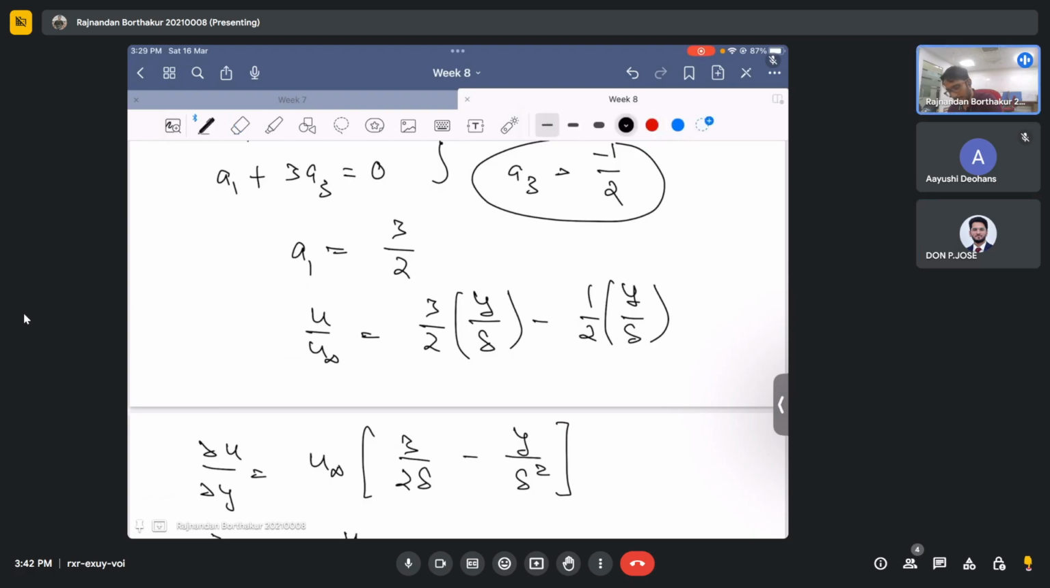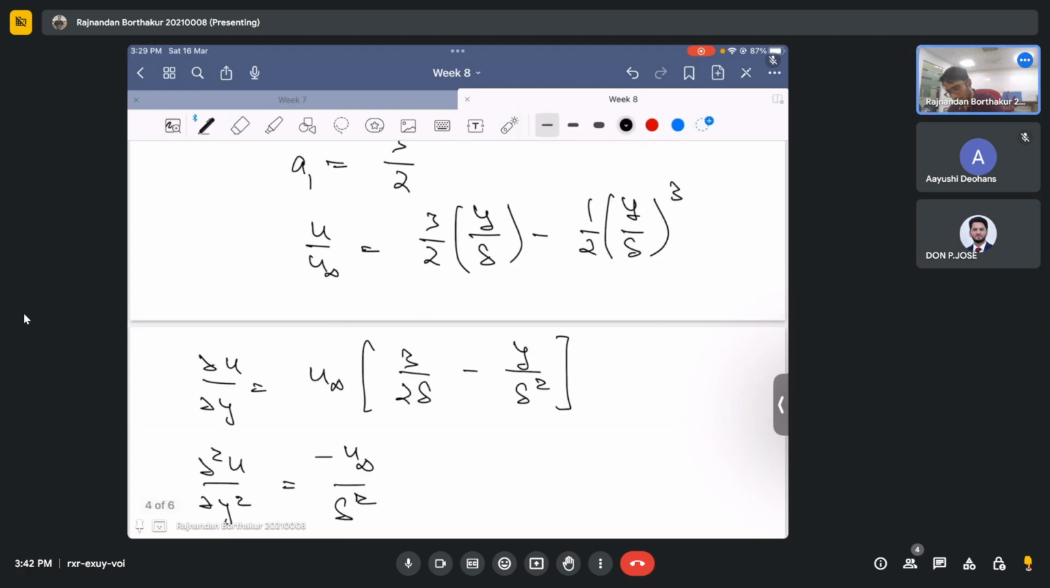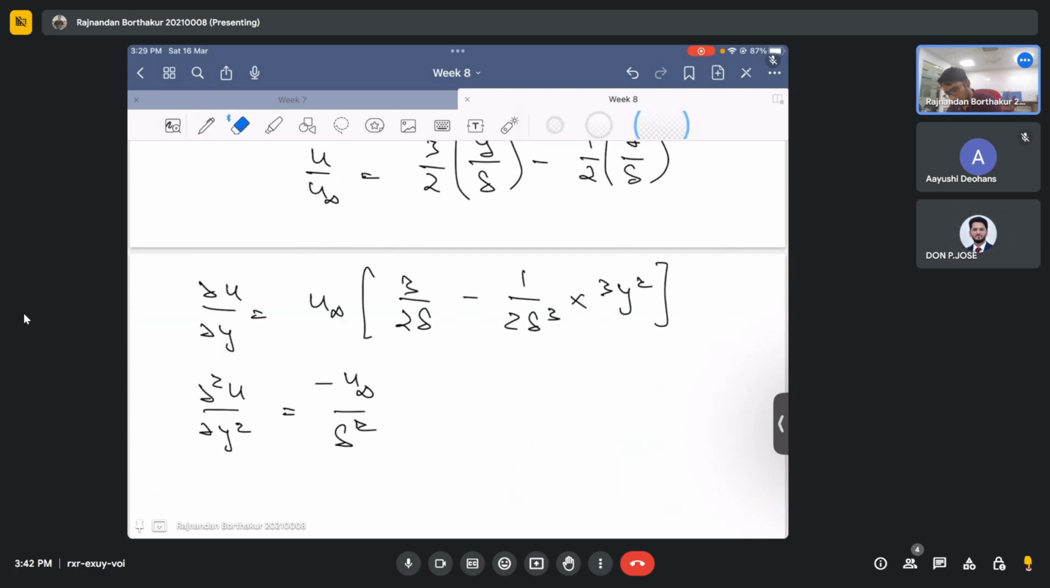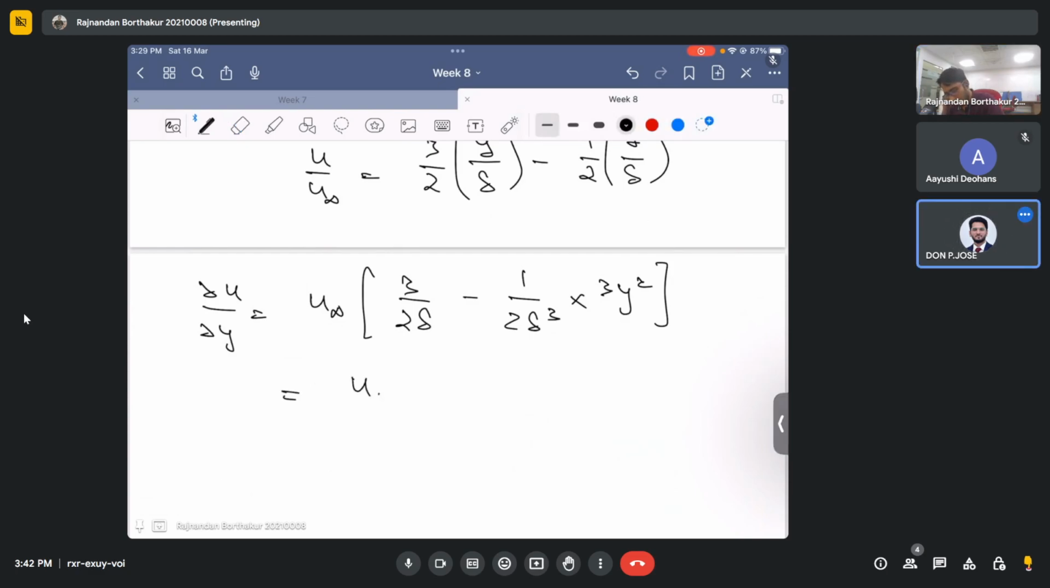I'm sorry, this would be cube actually. So del u by del y would then be, I'm sorry for that, 1 by 2 delta squared, delta cube would be there, into 3y squared. Let's simplify this. This would be u infinity into 3 by 2 delta minus 3 by 2 into y square by delta cube. I hope this is fine.